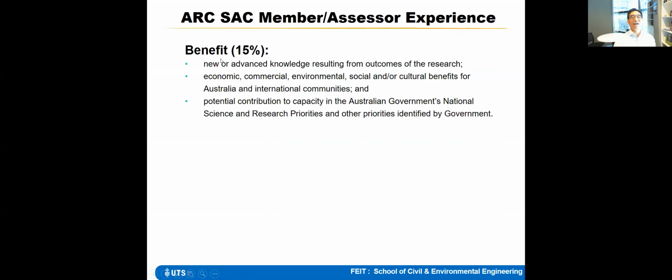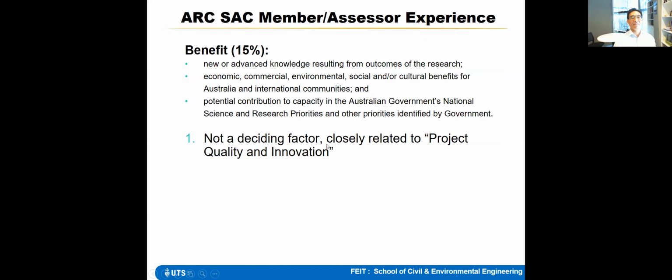You will probably see those instructions in the ARC instructions for DP applications for benefits. The first point I'd like to make is that benefit is not a deciding factor. It's closely related to project quality and innovation, particularly significance and innovation. I have not seen a project funded because it has a beautiful benefit but very flawed project quality and innovation. And I have not seen a project killed because the project quality and innovation are outstanding but there's no benefit.